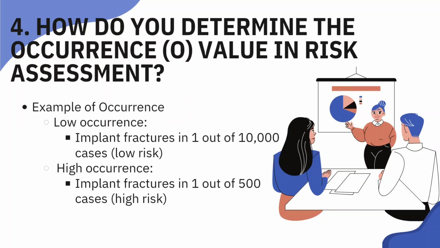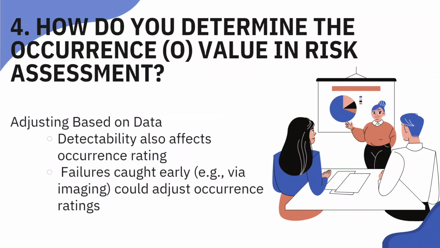For instance, if an orthopedic implant fractures in 1 out of 10,000 cases, that's a low occurrence rating. But if it fails in 1 out of 500 cases, red flag. That's a high occurrence, meaning we need design changes, stronger materials, or additional quality controls. It's not just about raw numbers, though. Detectability matters, too. If failures are caught early via imaging, occurrence ratings might be adjusted accordingly.